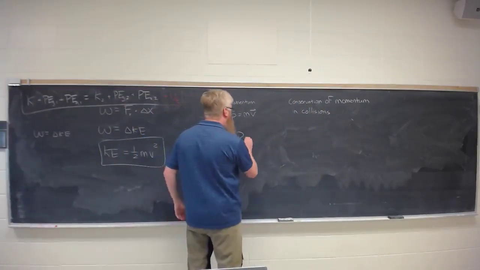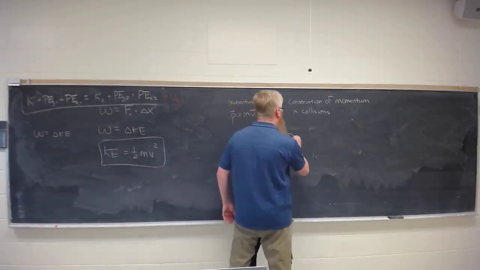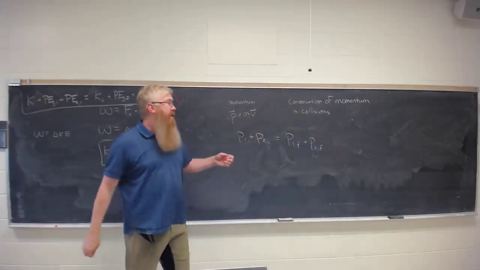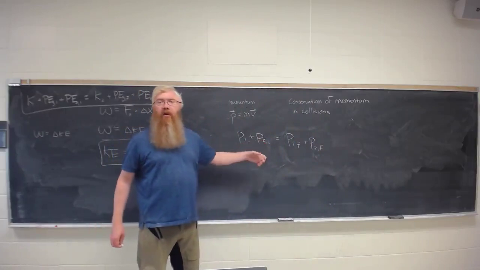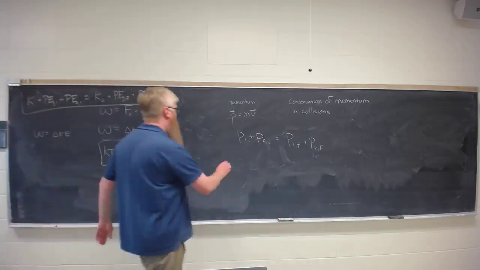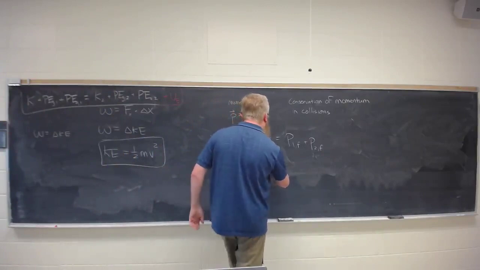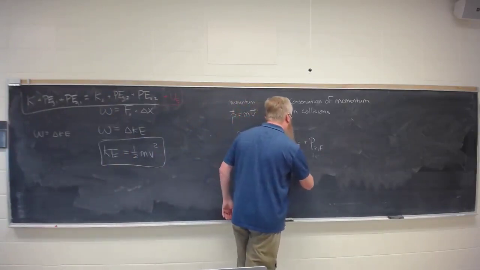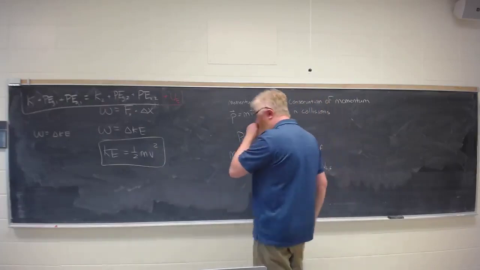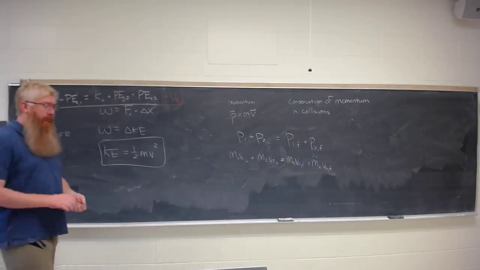So the momentum of object 1 plus the momentum of object 2 initial, before the collision, is equal to the momentum of object 1 final plus the momentum of object 2 final. And in your homework problems, you had a ball run into a stationary ball and bounce off of it, or something along those lines. So m1v1 initial plus m2v2 initial is equal to m1v1 final plus m2v2 final. This holds for all collisions. In all collisions, momentum is conserved.